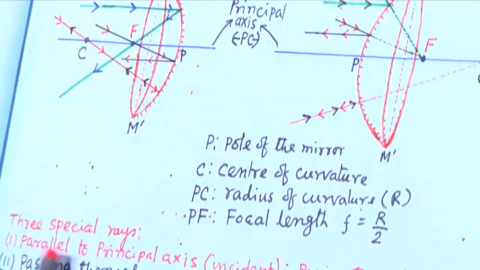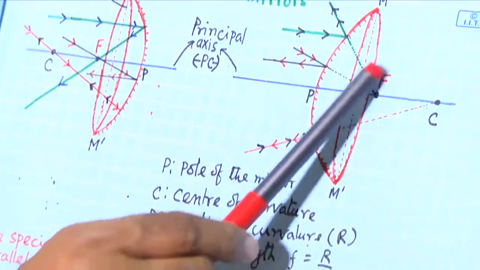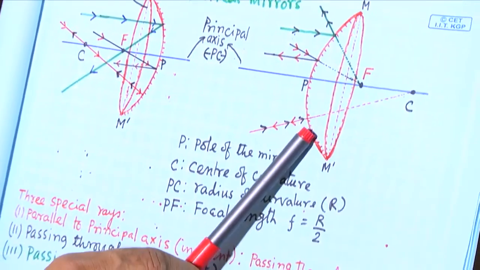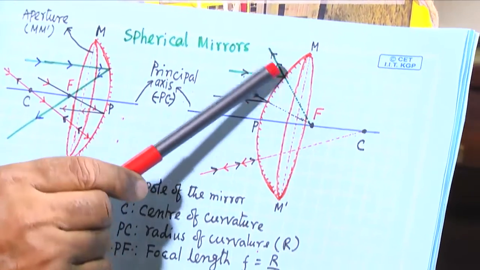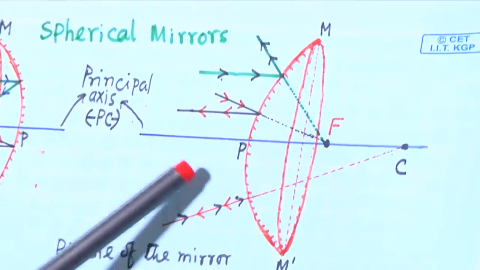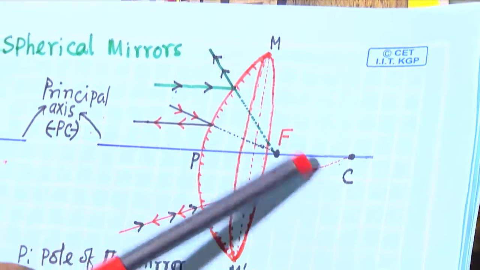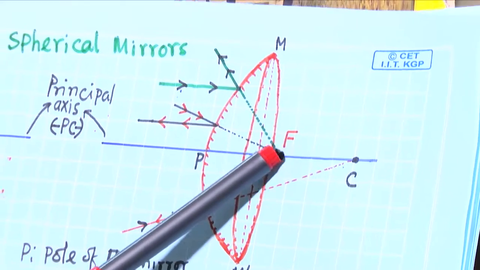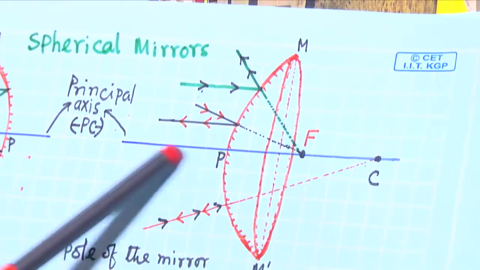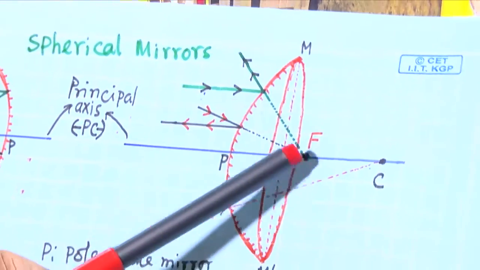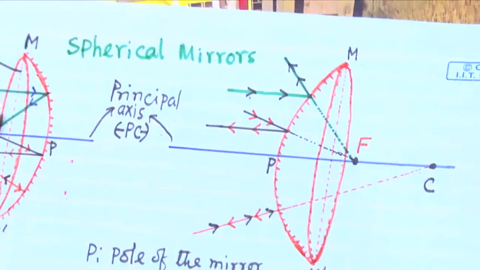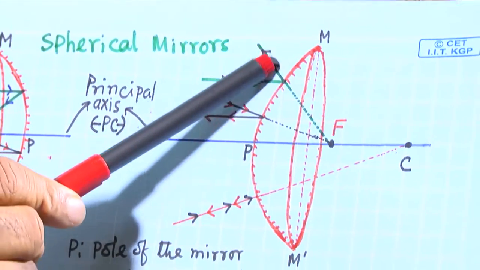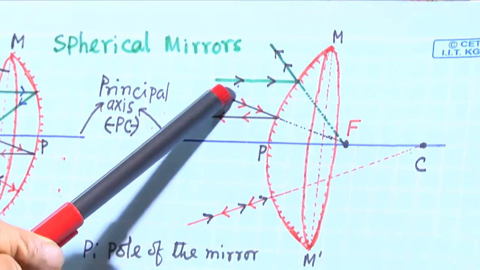So these special rays that I told you are valid for the convex mirror also, right. But in this case, it is reflected as if, so if you extend the reflected rays to the back side of the mirror, they will meet at some point on the principal axis. So this is the F here, the extended one, and the reflected ray appears to be coming from this point.